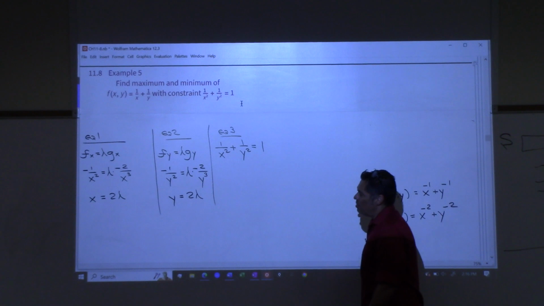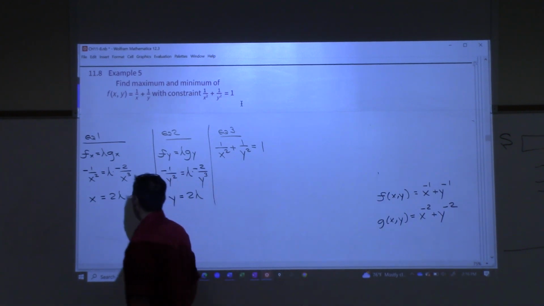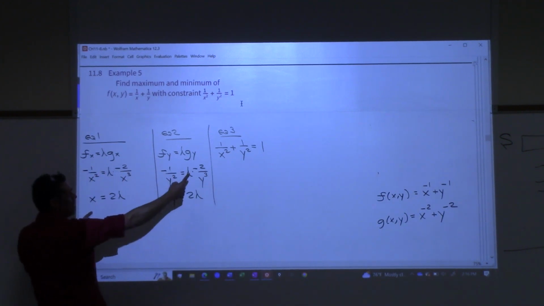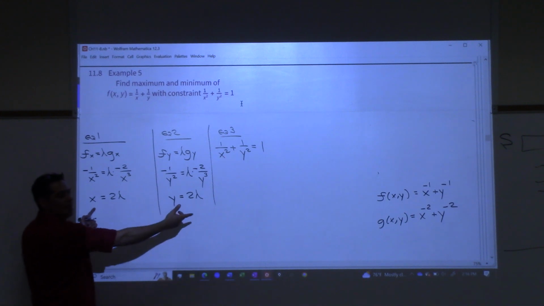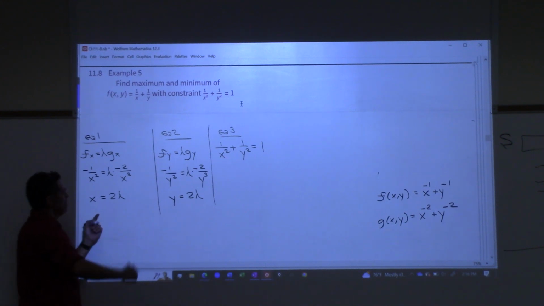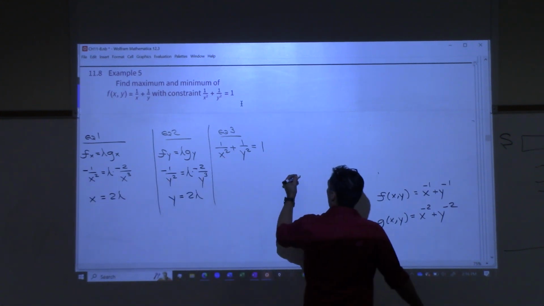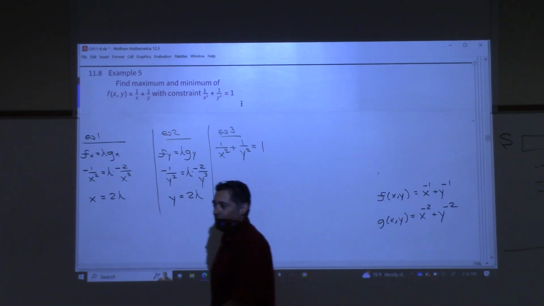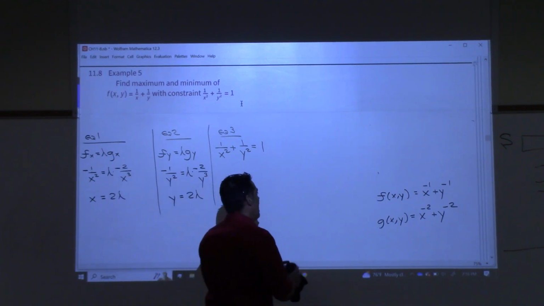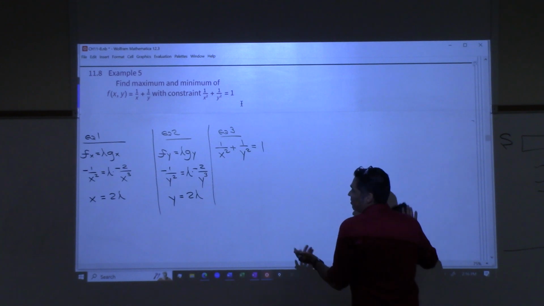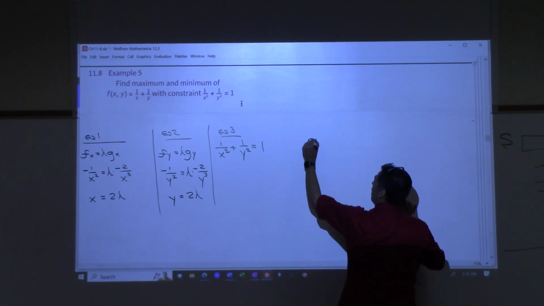So why don't we solve each of these? I mean, we have a choice. I could just go into my last equation, just replace x and y both with 2 lambda, right? Couldn't I do that? All right, so I'm just going to do that. I don't even have to suppose anything right now. I'm not saying x can't be 0. I'm just going to go right into equation 3.